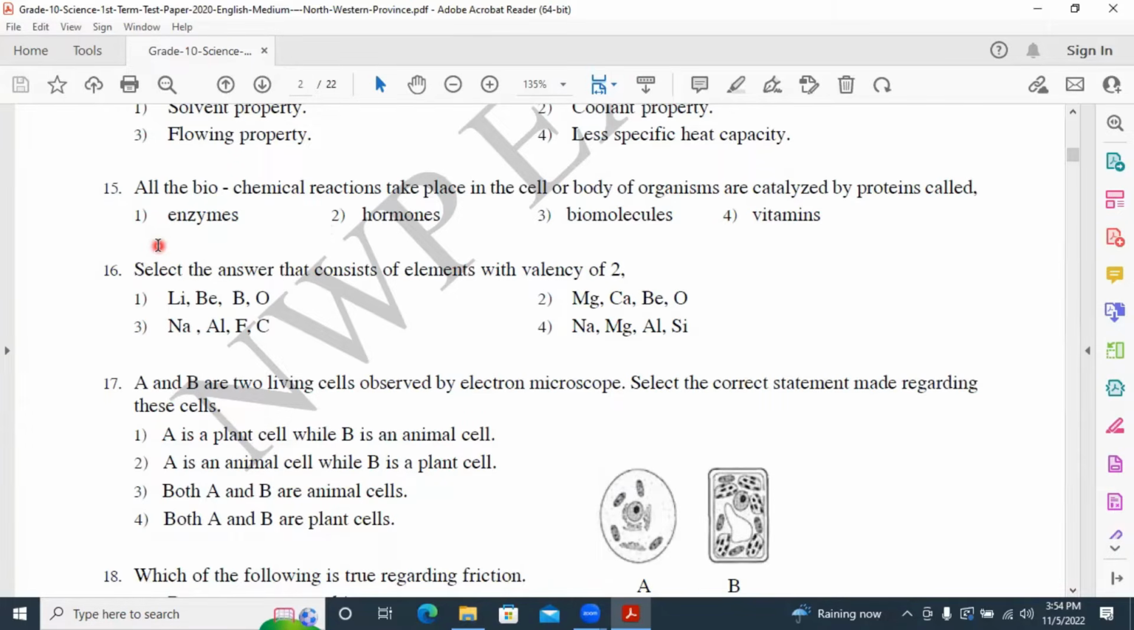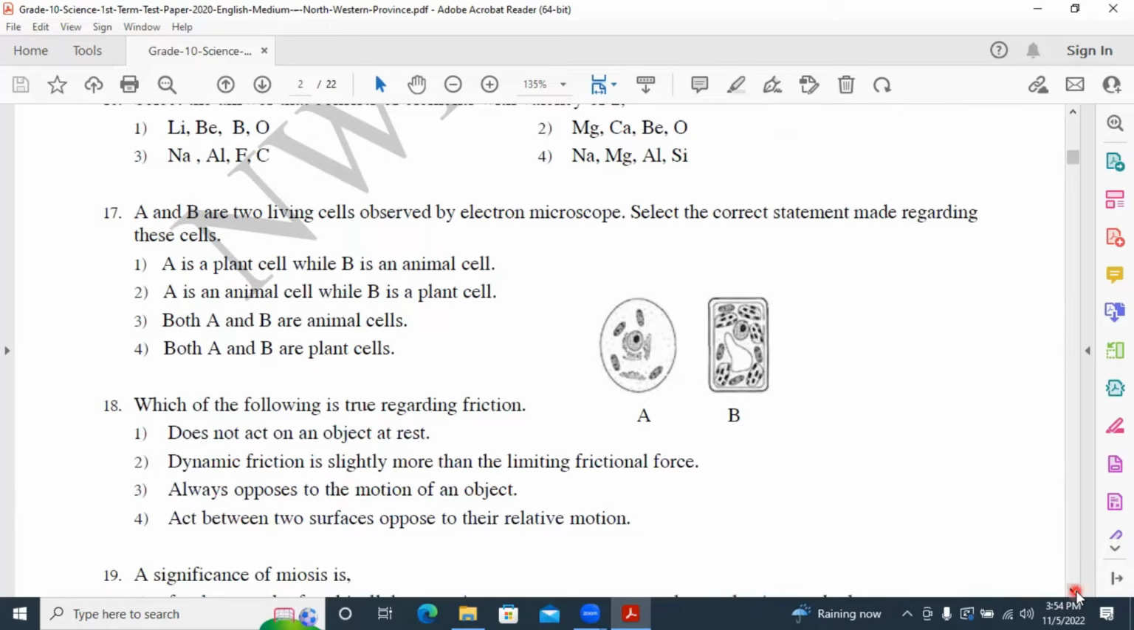16. Select the answer that consists of elements with valency of 2. Answer number 2. Magnesium, calcium, beryllium and oxygen. Valency number 2 is for the elements of group 2 and also for the group 6 elements. That is why we have to select answer number 2. Magnesium, calcium and beryllium are in the second group. Oxygen is in group 6. They all show the valency number 2.